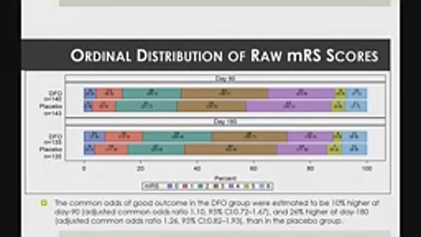What we see here is very interesting, and I don't want to fuss around with the pointer here, but other than the blue and the green, which is people who are dead or modified Rankin of 5, everything moves to the left between day 90 and day 180. And because we started with more modified Rankin of 3 in the deferoxamine arm, you can see that by day 180, a lot of them moved to the 0 and 2. And because we had more 4s in the placebo arm at day 90, they moved to the 3 by day 180. So basically, it doesn't matter what patients get. We clearly see that hemorrhage patients continue to improve between day 90 and day 180. So it's the first sign.